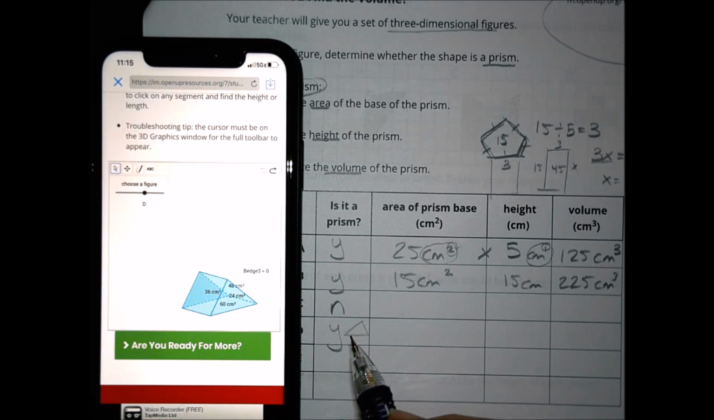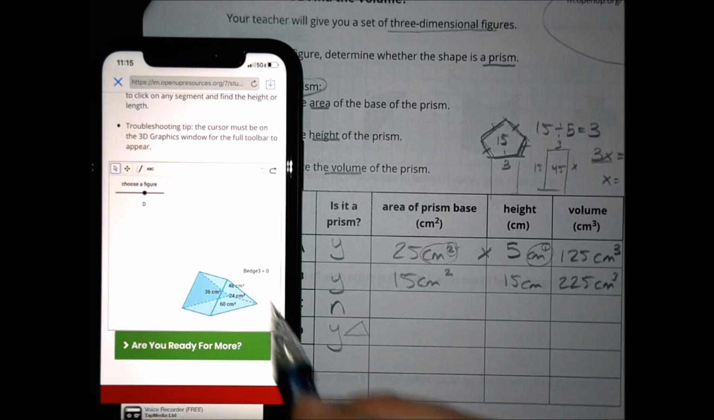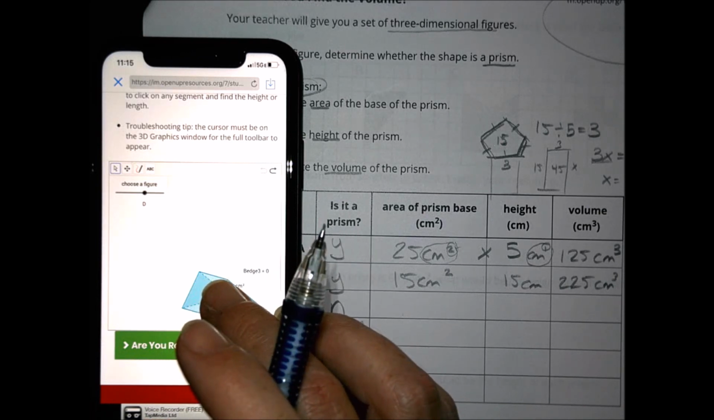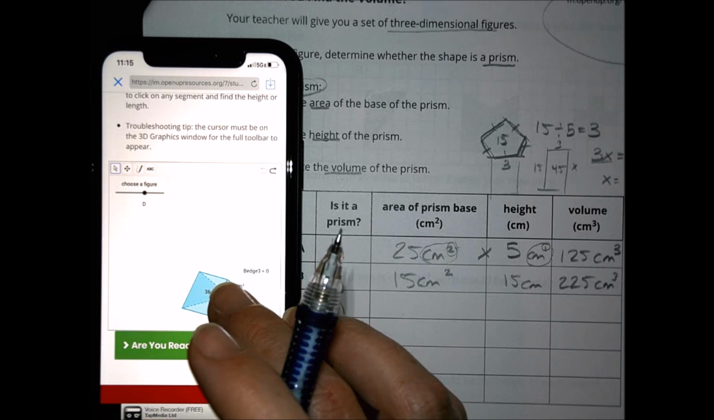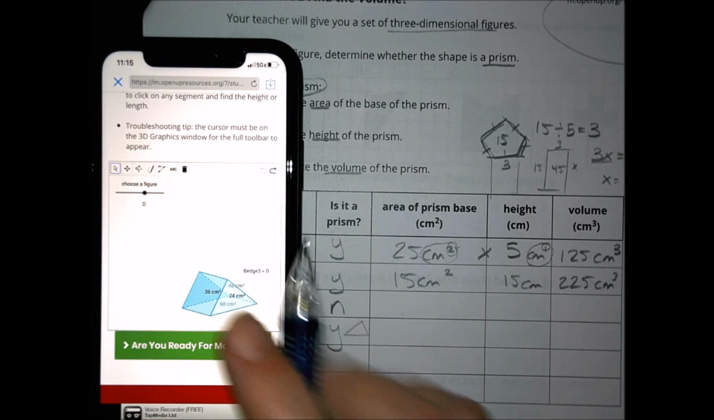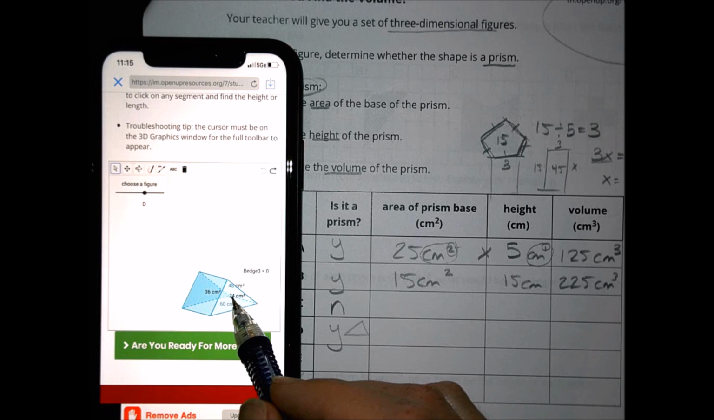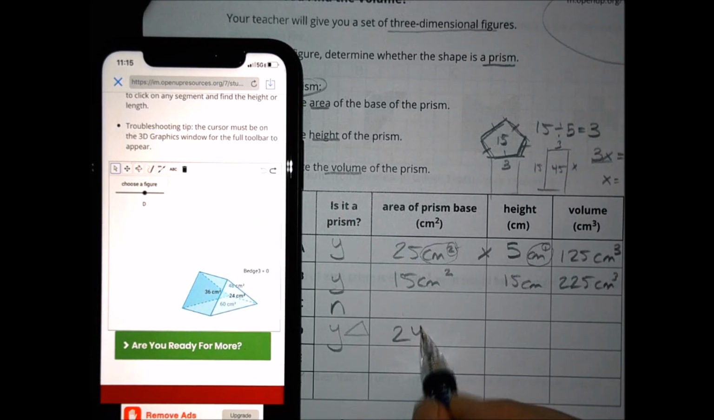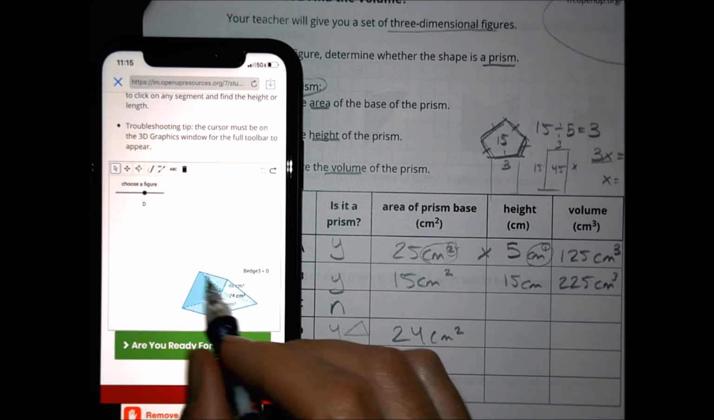Now, for this triangle, it's hard to say exactly which one we're looking at, but in our case here, if I highlight that, our triangle has an area of 24 centimeters squared. When I tap that space right there, 24 centimeters squared. Now I need to find the height. The height is going to be this distance right there.